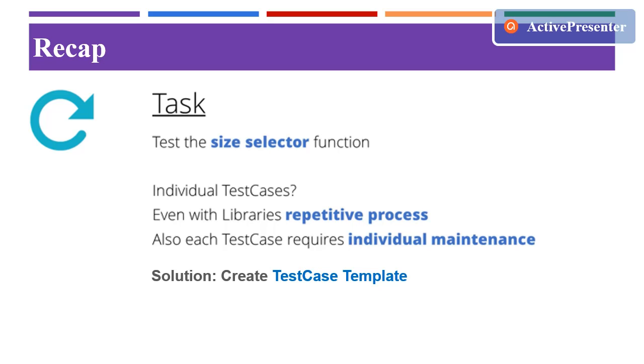For this, we have to create an individual test case for each size and see if you will be able to select those sizes or not. Basically, it's a repetitive process, where you will be writing the same test cases for different sizes. Also, each test case requires individual maintenance. If you write 10 test cases for 10 different sizes, then maintaining these test cases requires a lot of effort. For each individual test case, you have to maintain the test case.